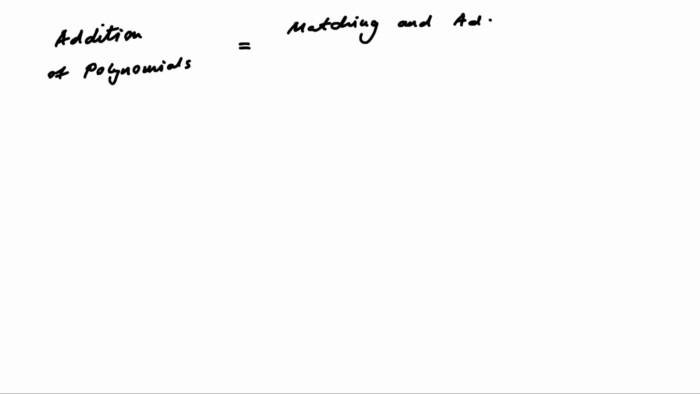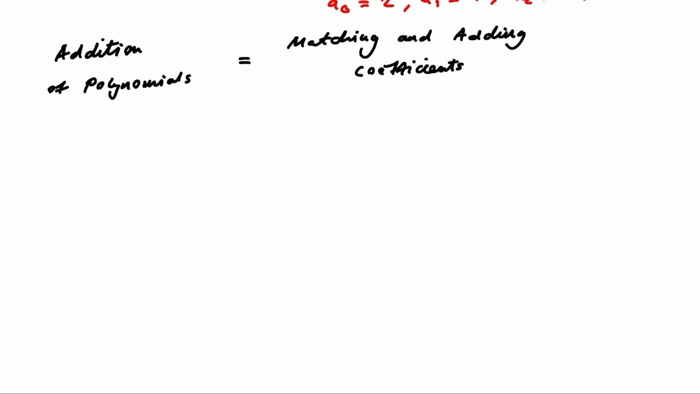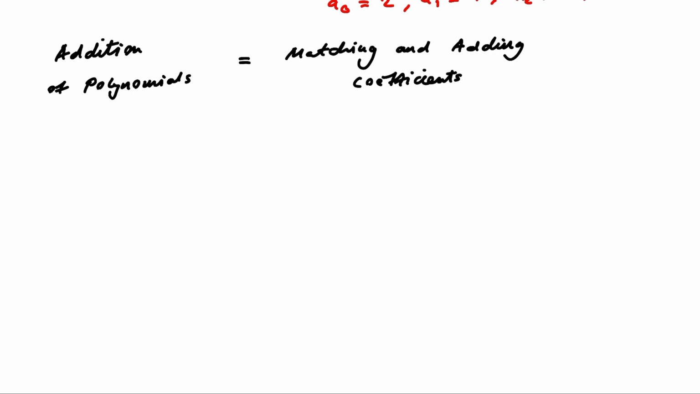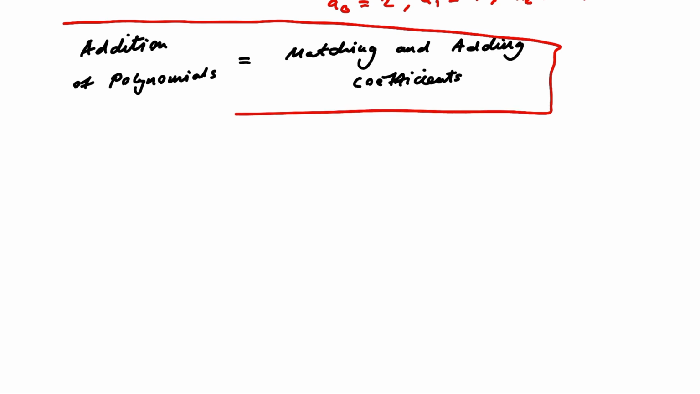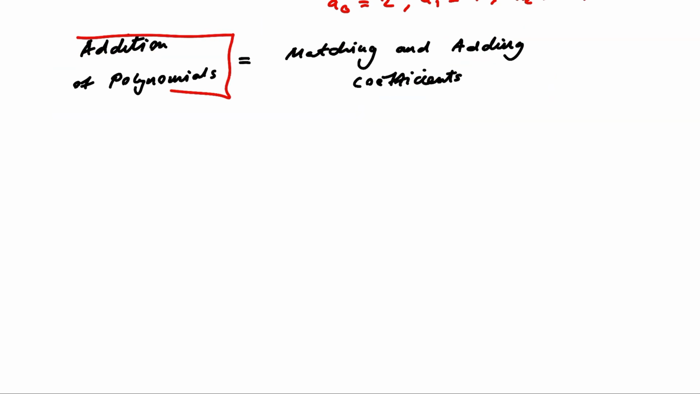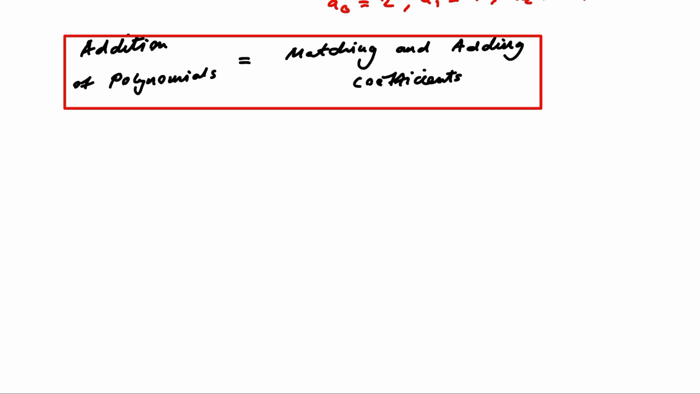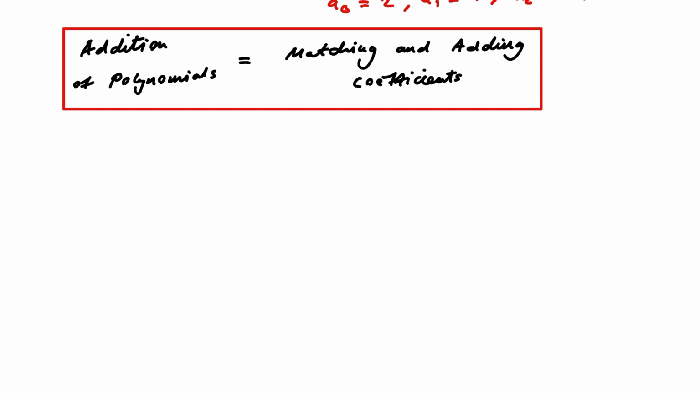So I'll just immediately tell you the thing you need to be worrying about. Addition of polynomials, I mean, really all it is is matching and adding coefficients. I'll show you what that means in a second. Matching and adding coefficients. So let's make this a little bit neater. So very important. So matching and adding of coefficients. What do I mean by that? Well, let's take two polynomial expressions and let's add them together. And let me just show you what I mean.